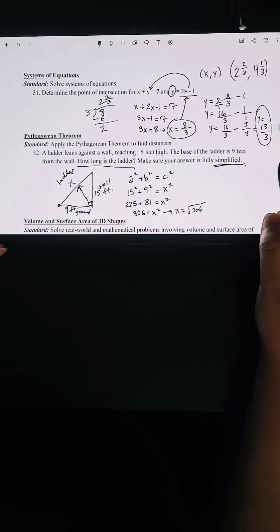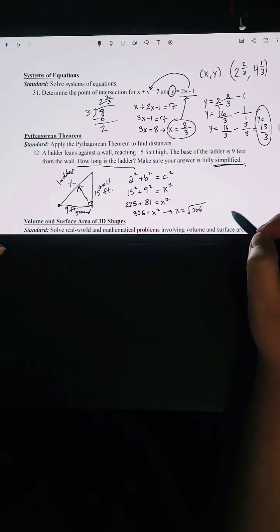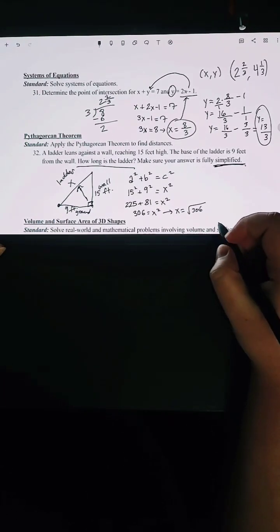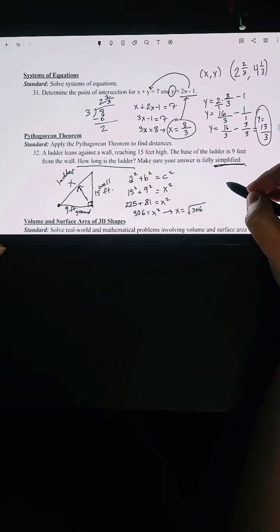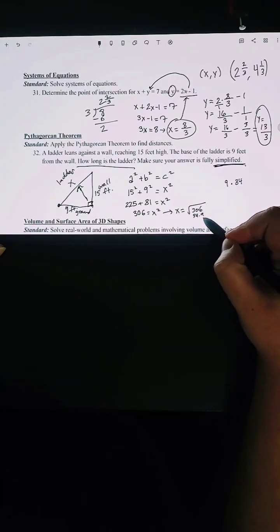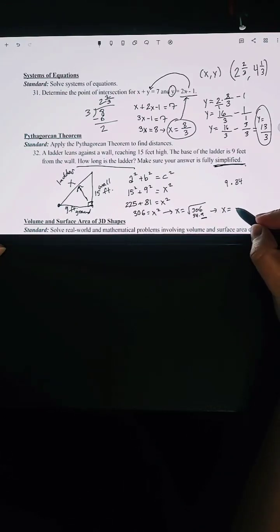So I have to ask myself, what numbers multiply to give me 306? Because then I can take out any perfect squares. So hold on, let me think. Does 9 go into it? Yeah, 9 goes into that. 9 times 34 gives us 306. So I know 9 is a perfect square, so I can take that out. The square root of 9 is 3, and then I have to leave the 34 inside the square root.